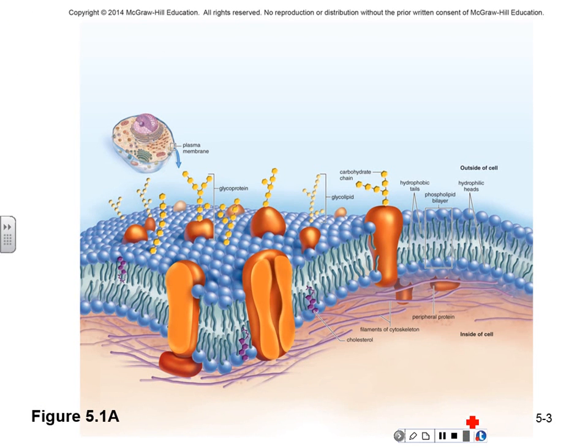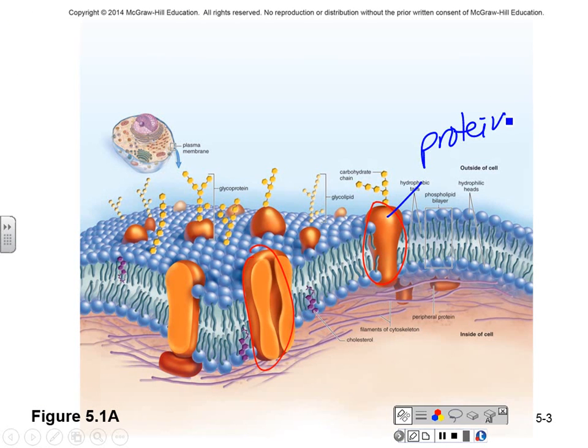Okay. So these big blobs right here, these are the proteins that I just showed you. So these are proteins. What do we know about this? This is our plasma membrane, right? This is our phospholipid bilayer.